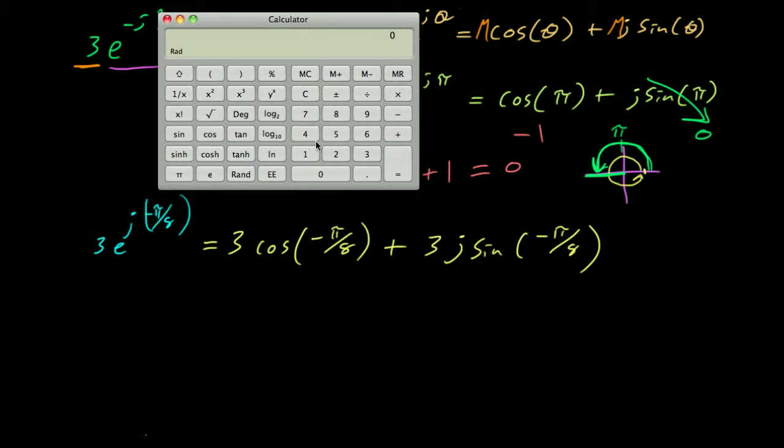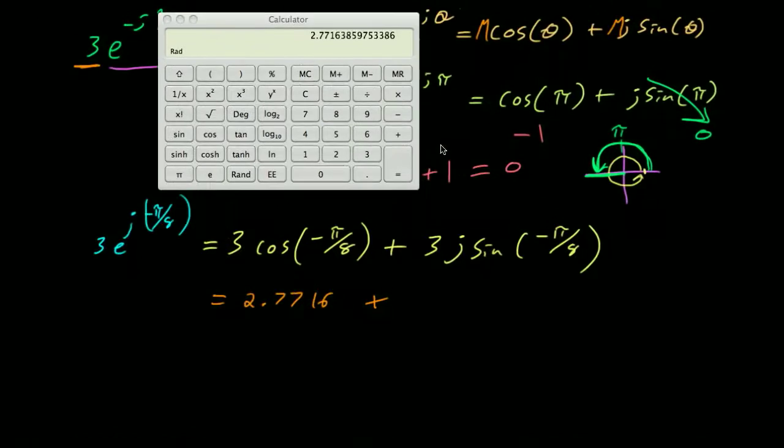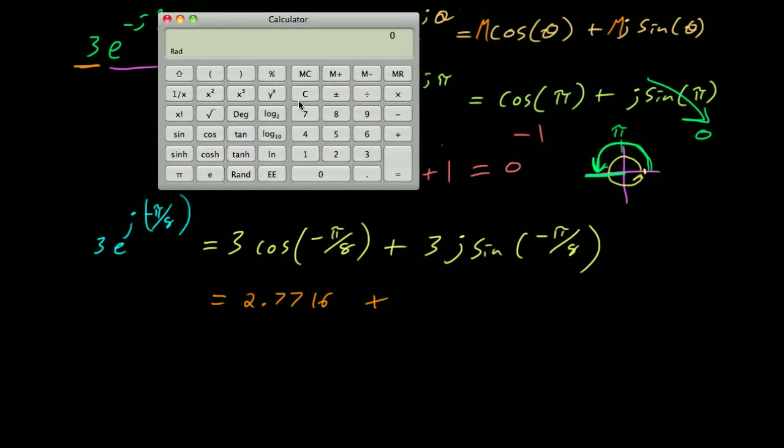Clear. And I'm going to take pi divide by 8 equals, now I take the minus of that and the cosine of that times 3. So I get 2.7716. Plus, so now clear that. Let's see, pi over 8 minus, and now I take the sine of that, multiply it by 3, and I get minus 1.1481.